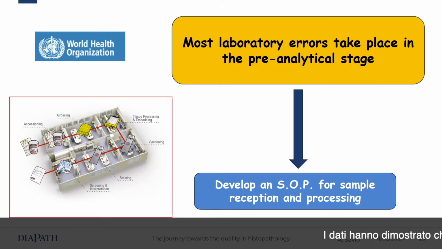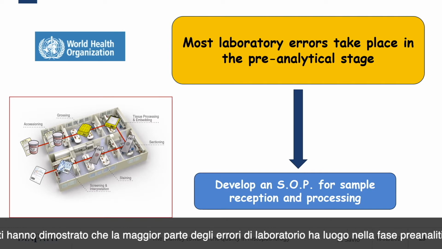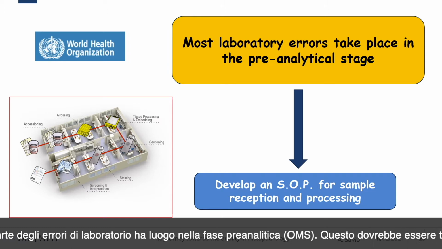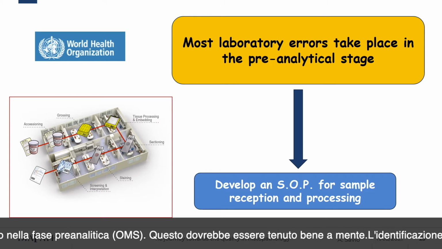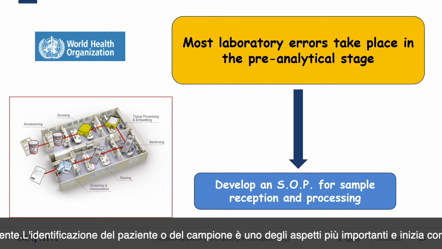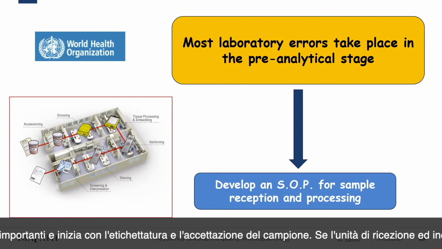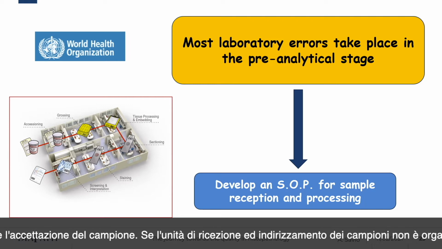Research has shown that most laboratory errors take place in the pre-analytical stage. This should be kept in mind. Patient or specimen identification is one of the most important aspects, and it starts with specimen labeling and accessioning.